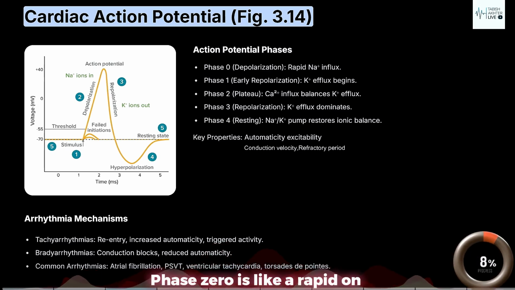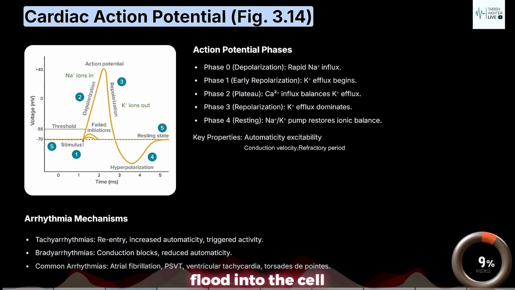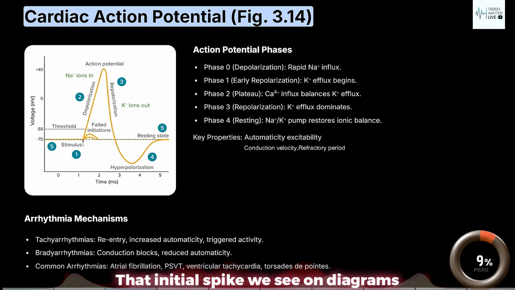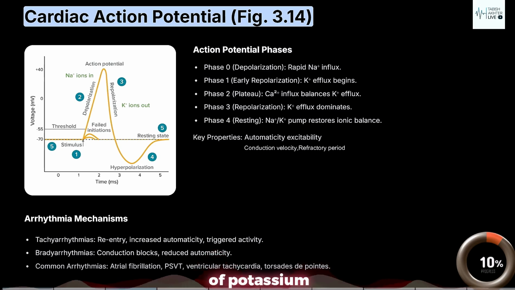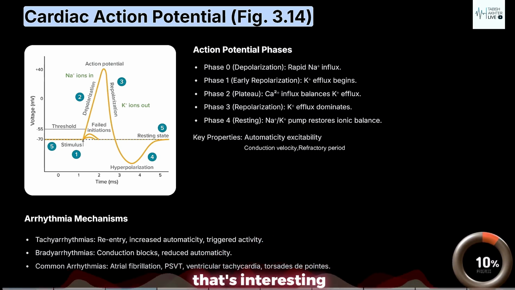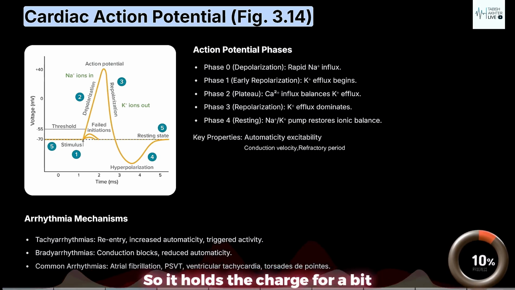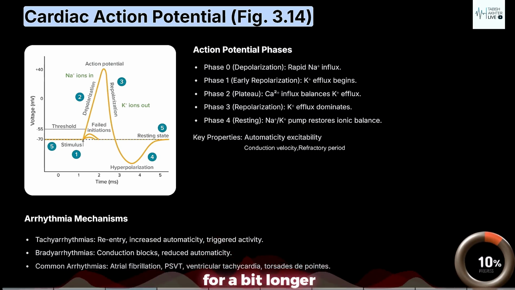Phase 0 is like a rapid on switch where sodium ions just flood into the cell. That causes a really quick change in electrical charge, that initial spike we see on diagrams. Then phase 1 sees a little bit of potassium leaving. Phase 2 is a plateau where calcium enters while potassium continues to exit. It maintains the electrical charge for a bit longer.